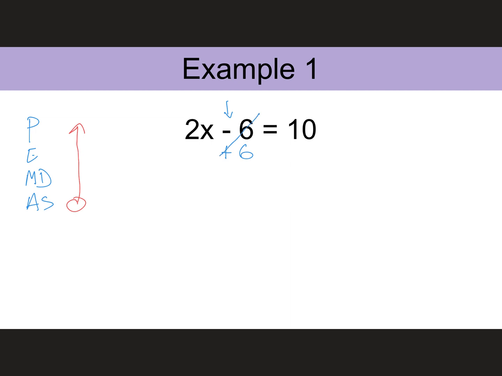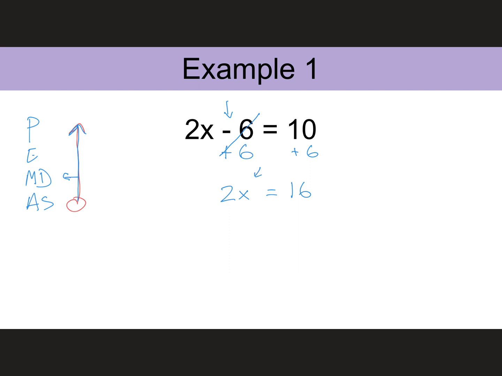And what I do to one side of the equation, I must also do to the other, so I add 6 over here. So this is going to be equal to, now I have 2x is equal to 10 plus 6, which is 16. Now that I've done my addition and subtraction, I keep moving up in reverse order of operations. So now I'm doing multiplication and division. So here I have 2x equals 16.